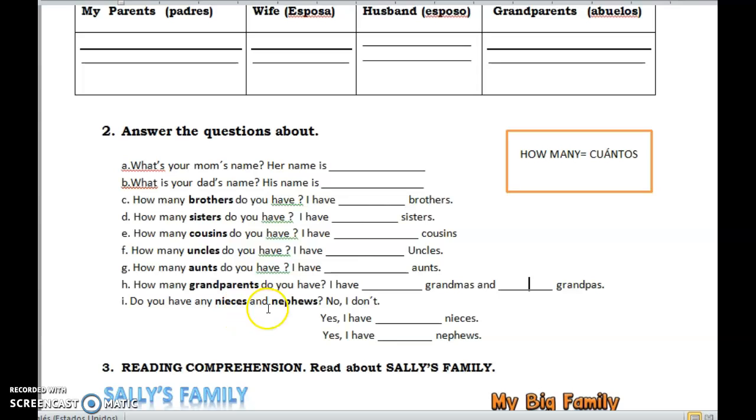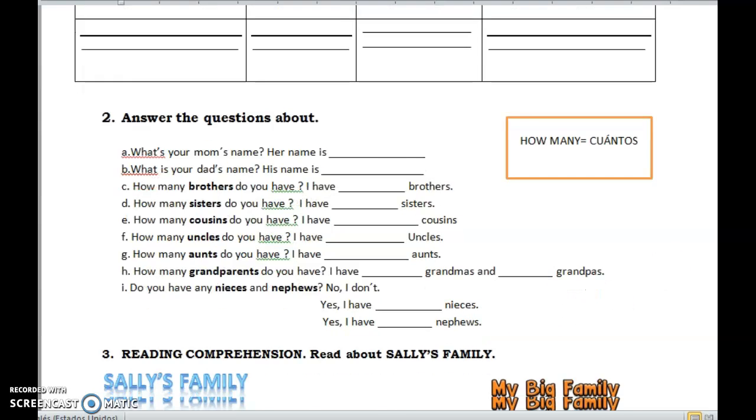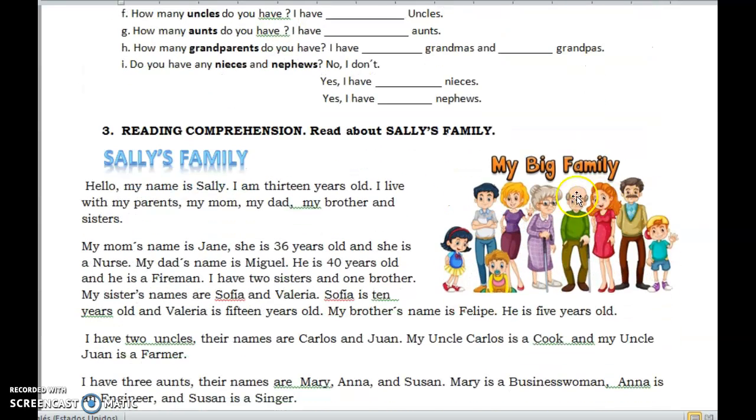Do you have any nieces or nephews? ¿Tienes sobrinas y sobrinos? Si no tienes ninguna de las dos, encierras. No, I don't. Si tienes algunas sobrinas o una, I have 1 niece, or I have 2 nieces, pones el número de sobrinas. Yes, I have nephews, sobrinos. You can say I have 1 nephew, or I have 2 nephews. That's it. Then we're going to have reading comprehension about Sally's family, la familia de Sally.